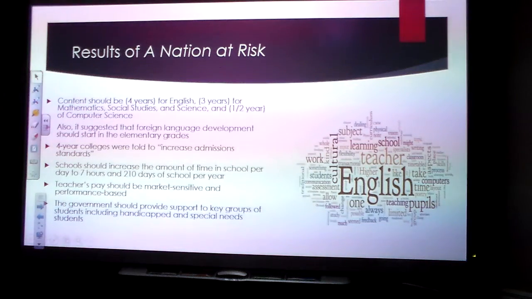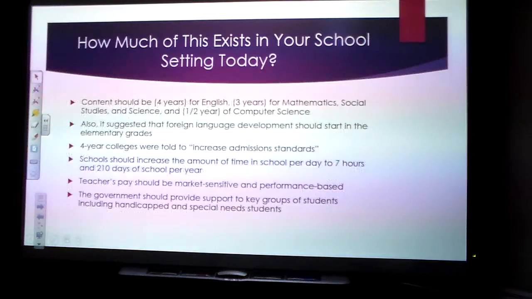And the government should provide supports to key groups that need it, which was one of the best things about A Nation at Risk, because it gave options and it helped give our special ed students more of what they're looking for in schools. So if we were taking this class face-to-face, I would ask you how much of this exists in your school setting today, and you'll find that a lot of it does, or at least it's close to existing, which is a good thing. And some of it has changed. My definition of computer science might be different than your definition. For me, when I hear computer science, I think of programming, but that's not necessarily what the intention was of A Nation at Risk.